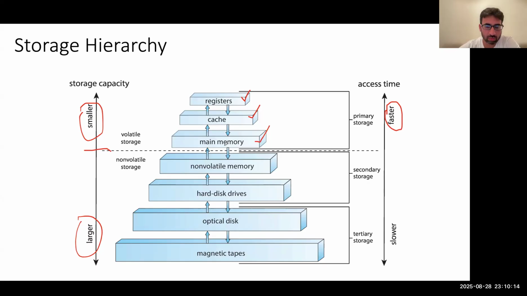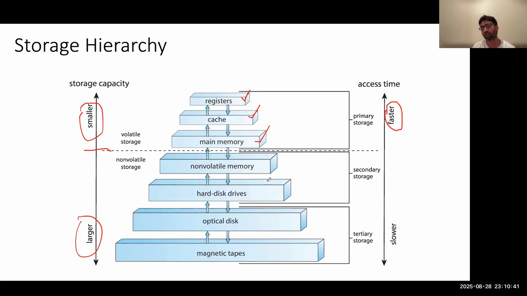So registers, cache, main memory, all of them are volatile. If you remove the power, the data will be lost. But non-volatile memory, or hard disk, and everything else below is non-volatile. Okay. So this is how the memory hierarchy, or storage hierarchy, of a modern computer looks like.